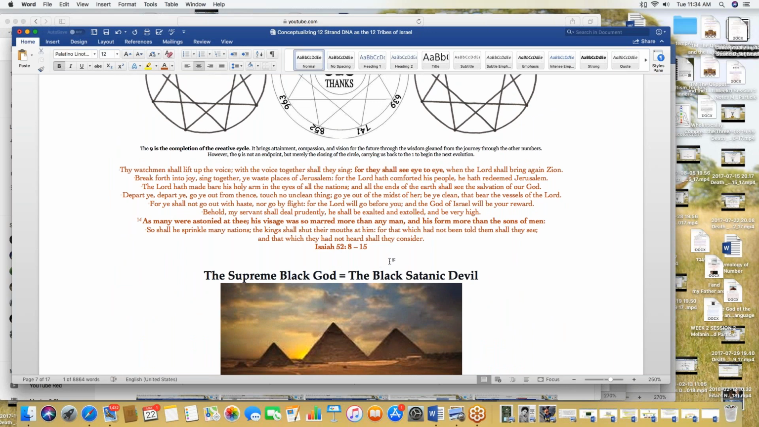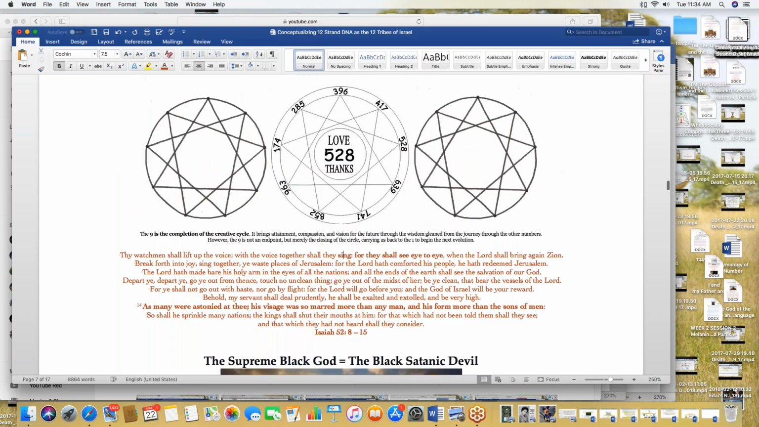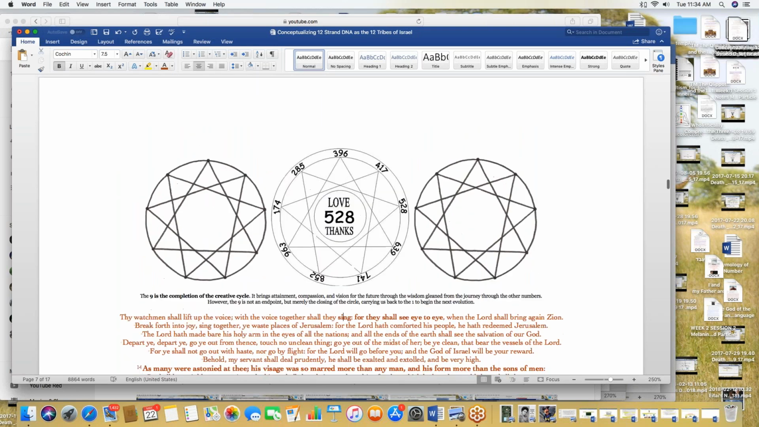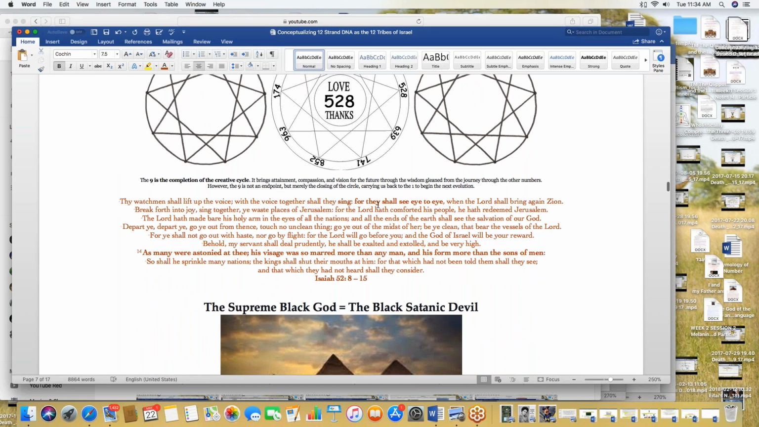Isaiah 52, 8 through 15: Thy watchmen shall lift up the voice. With the voice together shall they sing. Now it's talking about singing, family. Do, re, mi, fa, so. Are y'all with me? Those tones that we're going to start singing. Why? For we shall see eye to eye when the Lord shall bring again Zion. That's another city, right? Break forth into joy. Family, sing together.